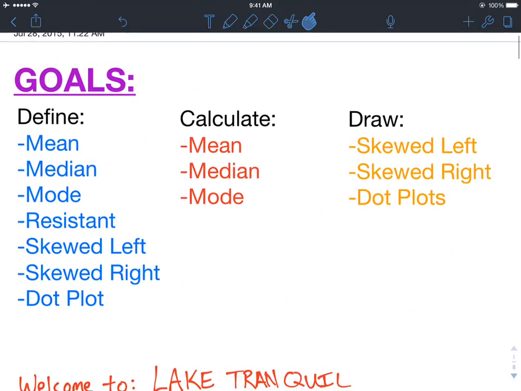You guys should be able to define all of those, and calculate mean, median, not too much algebra there, and draw some pictures.